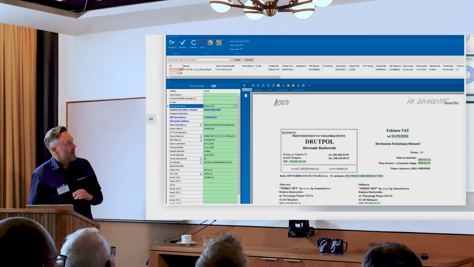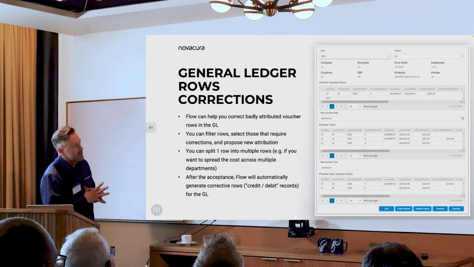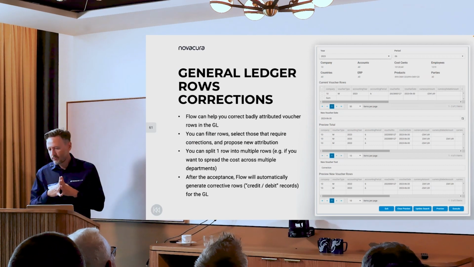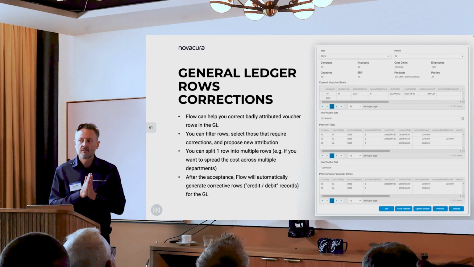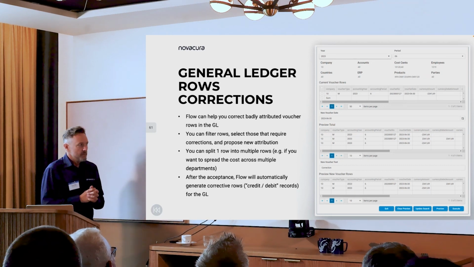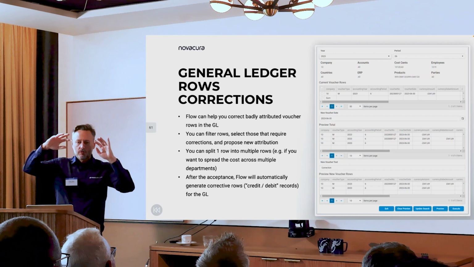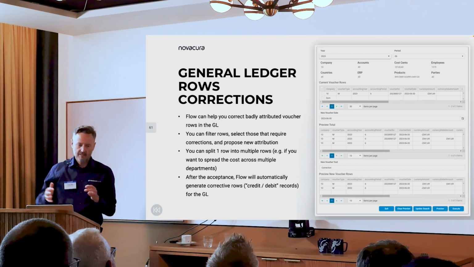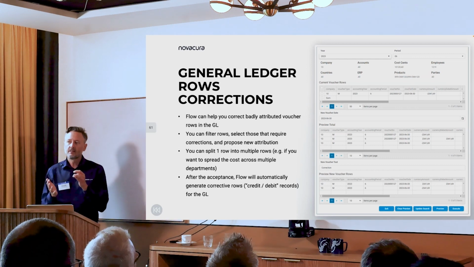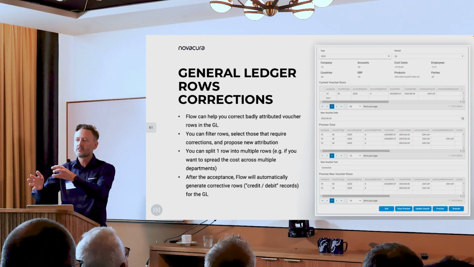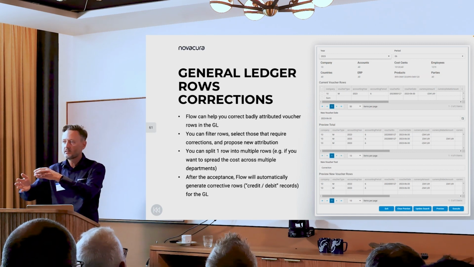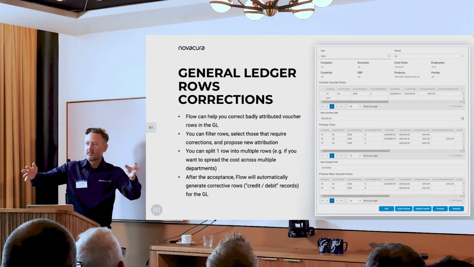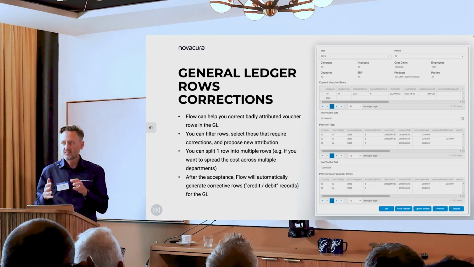Next example, general ledger rows corrections. I think it's not a very common example, but it's important for financial directors, CFOs in very many companies. Imagine the situation that you booked all your invoices and you have all your costs in place, and then you realize that something was booked incorrectly. Instead of assigning this training invoice to one department, you assigned it to another department, and maybe it should be spread across these two departments. So what to do then? It's really hard to do that in the ERP system directly.